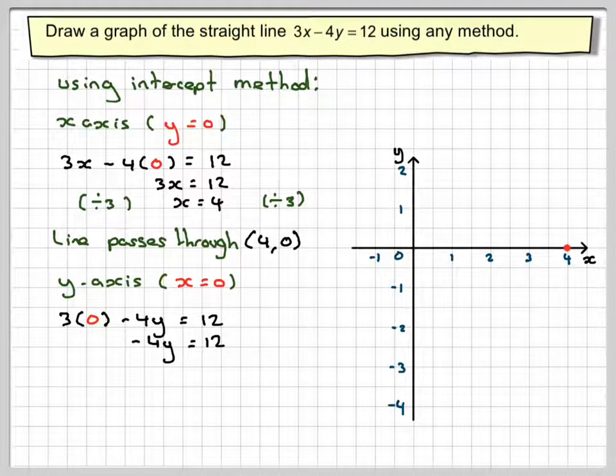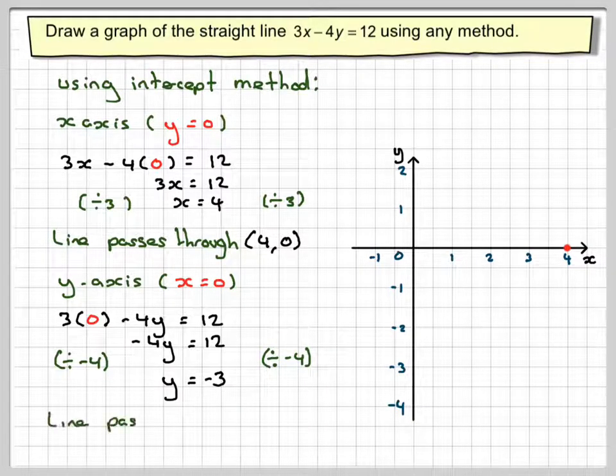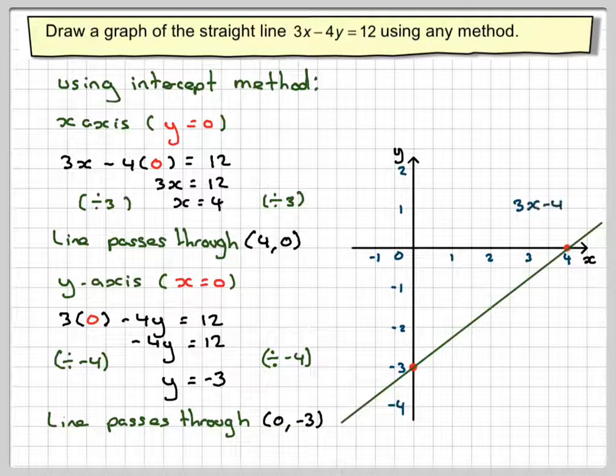We're going to divide both sides by minus 4. So we're going to get that y is equal to minus 3. Remember, 12 divided by minus 4 is minus 3. So the line will pass through the point (0, minus 3). So it'll pass through this point here, (0, minus 3). Take my ruler, join these 2 points up, draw a straight line, and make sure we label the line 3x minus 4y is equal to 12.